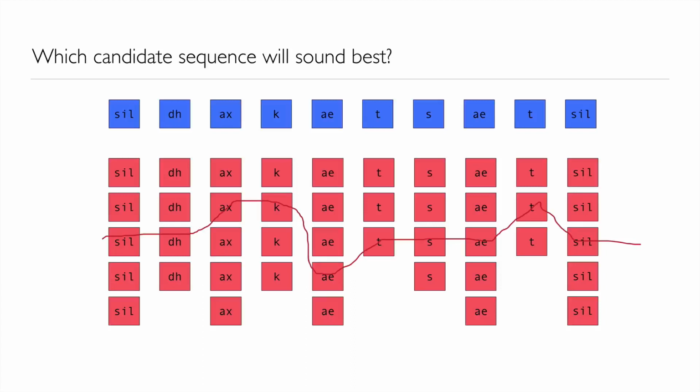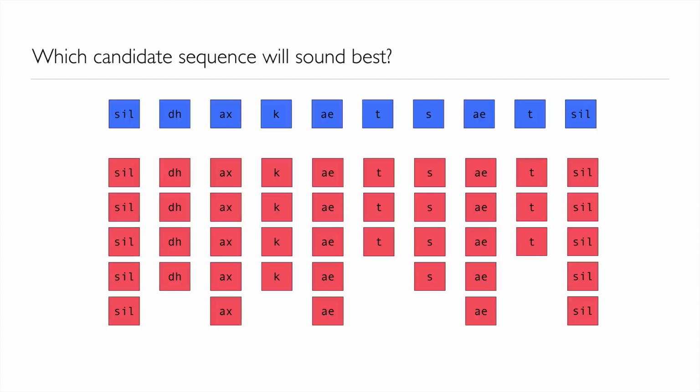We want to measure how well each of those will sound. We want to quantify it, put a number on it. And then we're going to pick the one that we predict will sound the best. So what do we need to take into account when selecting from amongst those many, many possible candidate sequences?